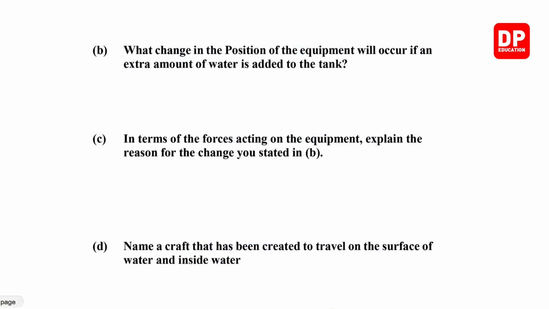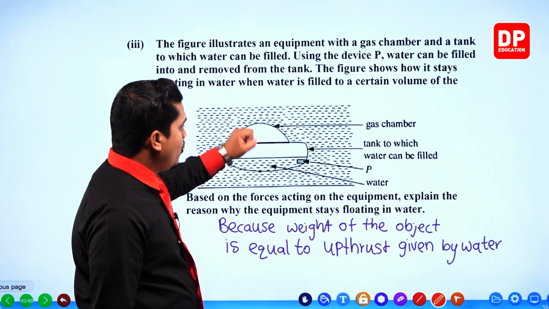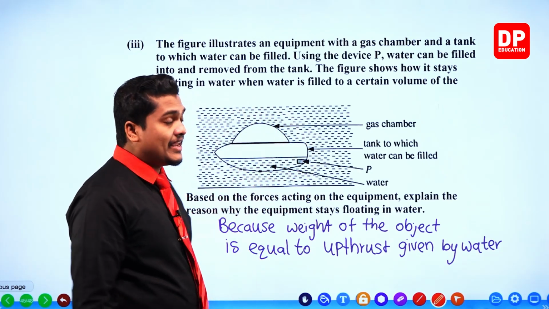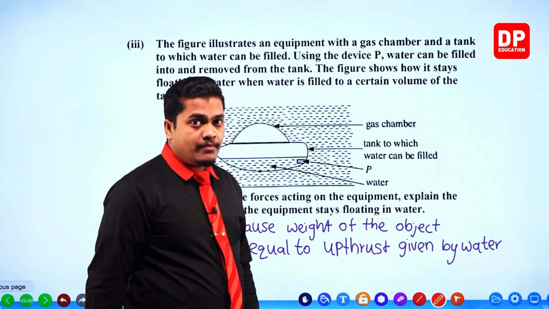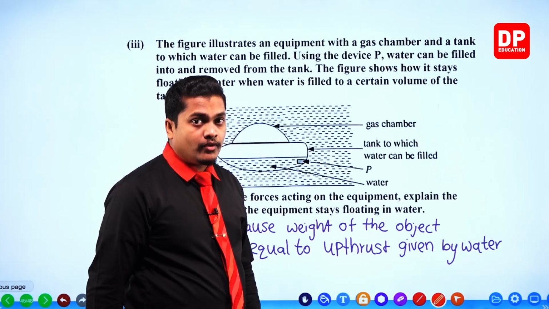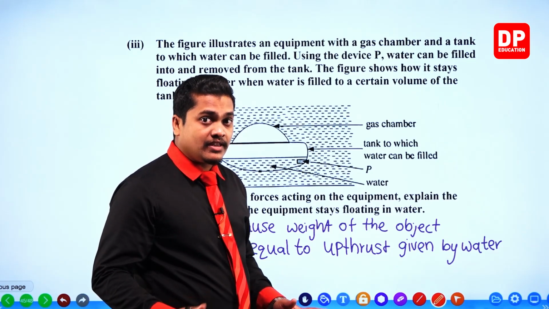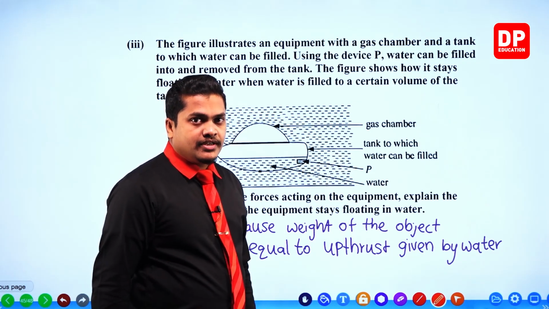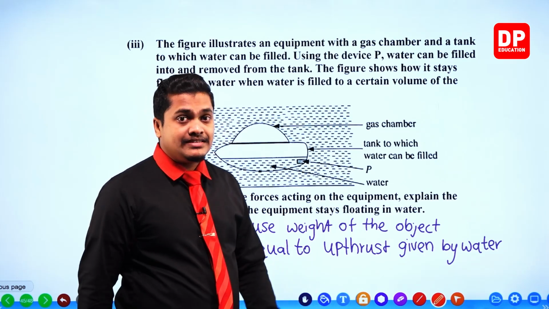What change in the position of the equipment will occur if an extra amount of water is added to the tank? So there is a certain tank over here. What will happen if you add more water into it? If you add more water, then mass of the object will increase and it will sink even more in the water because the upthrust will not be able to handle that weight. Actually the upthrust is not getting reduced, but the weight is getting increased. That's why upthrust remains the same, but the weight of the object is getting increased than the upthrust. That's why the object is sinking.